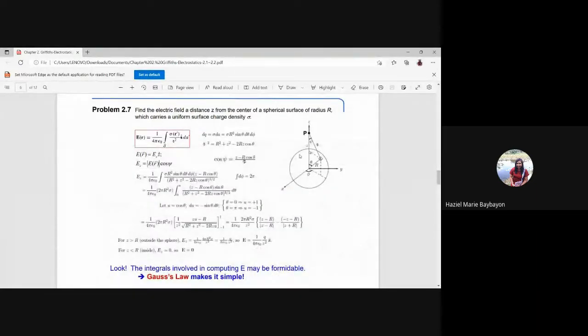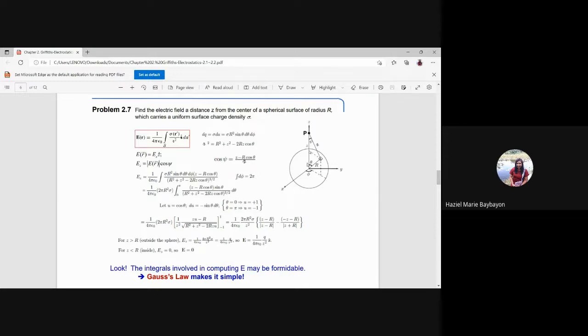Okay, so we have here the illustration. So this is the sphere, and then you have x, y, and z. So we want to know the electric field at distance z gikan diri sa center sa imong spherical surface. All right.